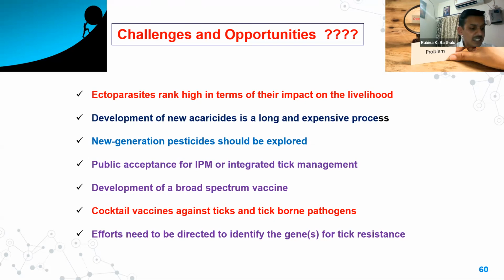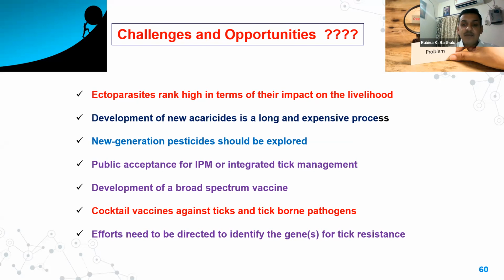Broad spectrum vaccines should also be tried. Why? Because it is a common phenomenon that when using any chemical acaricide, due to a single point mutation in the target molecule, most pesticides become ineffective. But whenever you are using any ethnoveterinary practice or any vaccine that takes into consideration different targets, then the development of resistance is not that effective. So, development of a broad spectrum vaccine should be taken into consideration.